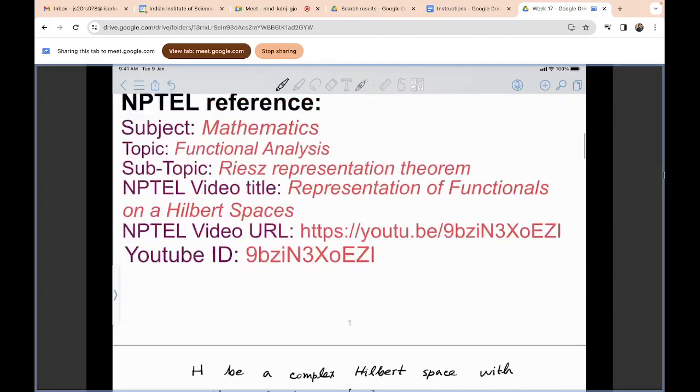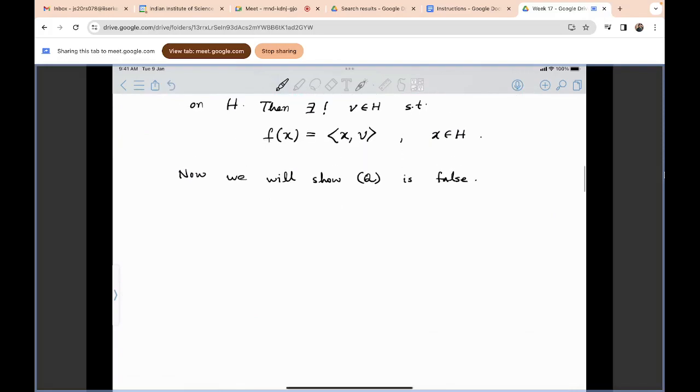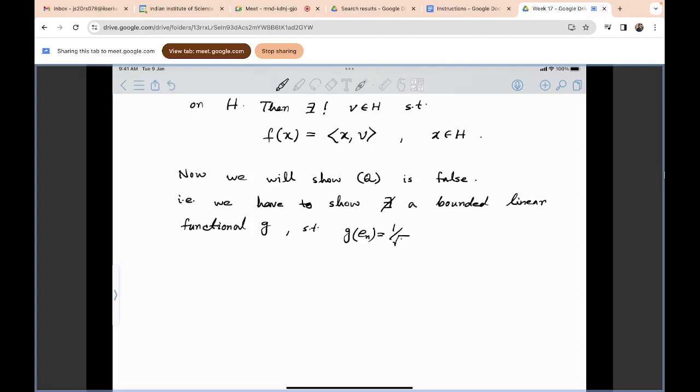Okay, so for that we have to show that there does not exist a bounded linear functional G such that G on the basis elements En gives the value square root of 1 by n.